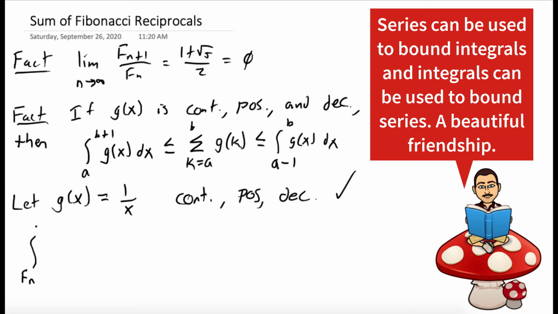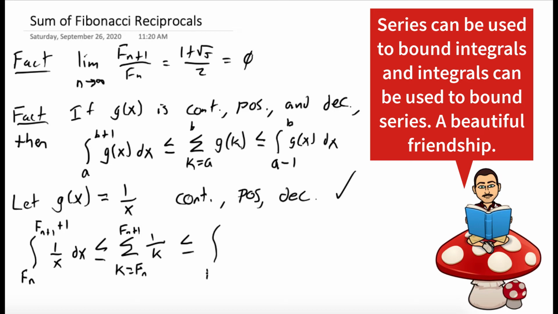So from fact 2, we know that the integral from the nth Fibonacci to the n plus first Fibonacci plus 1 of 1 over x dx is less than or equal to the sum that we're interested in, the sum from k equals the nth Fibonacci to the n plus first Fibonacci of 1 over k, which is less than or equal to the integral from the nth Fibonacci minus 1 up to the n plus first Fibonacci of 1 over x dx.